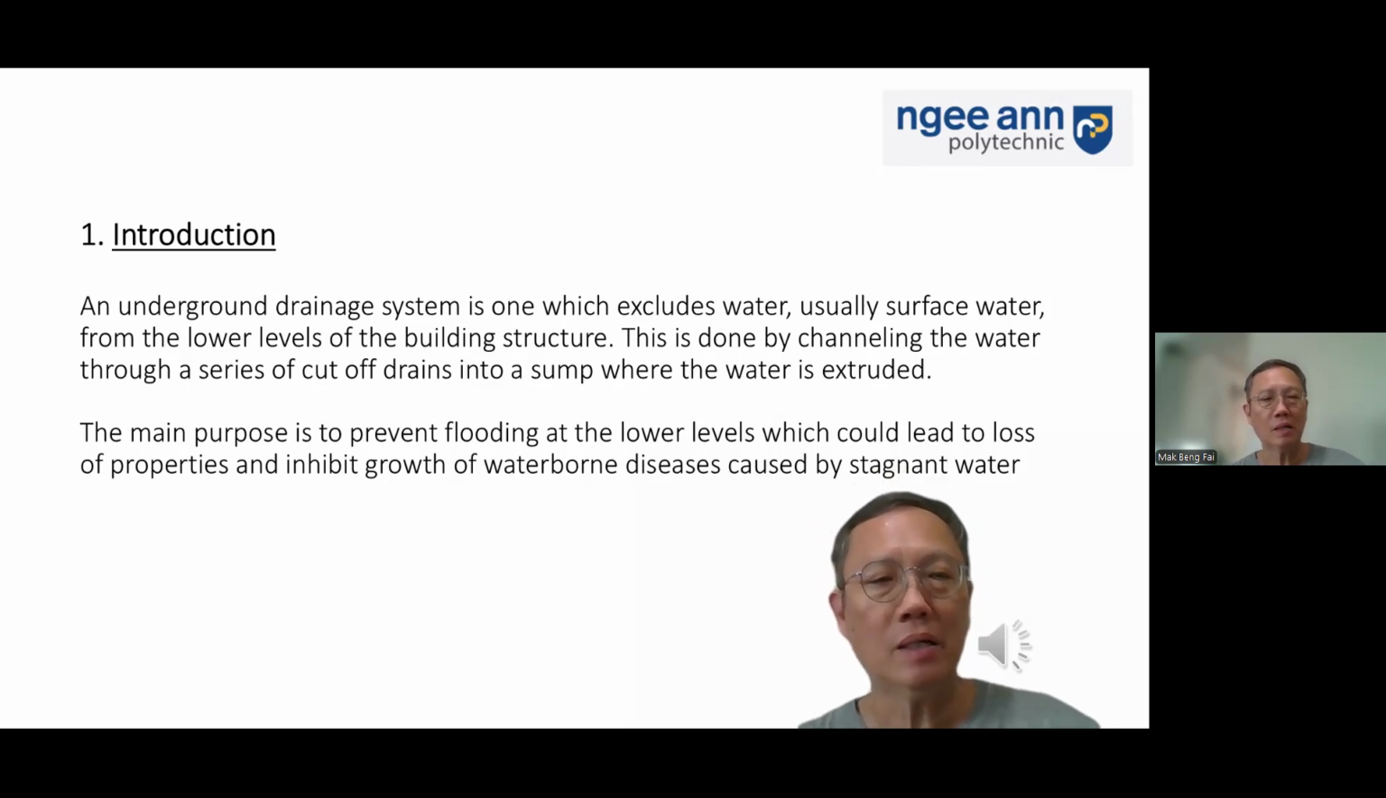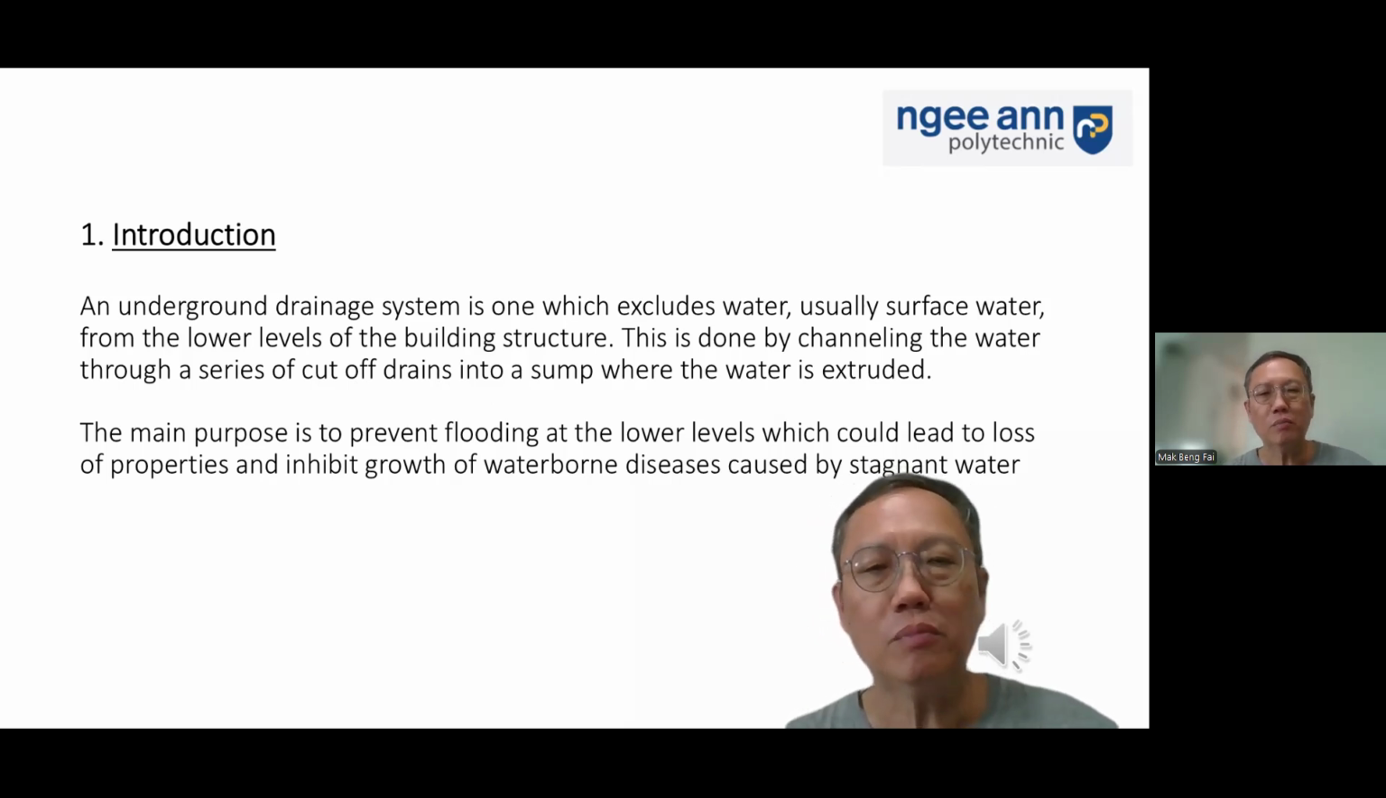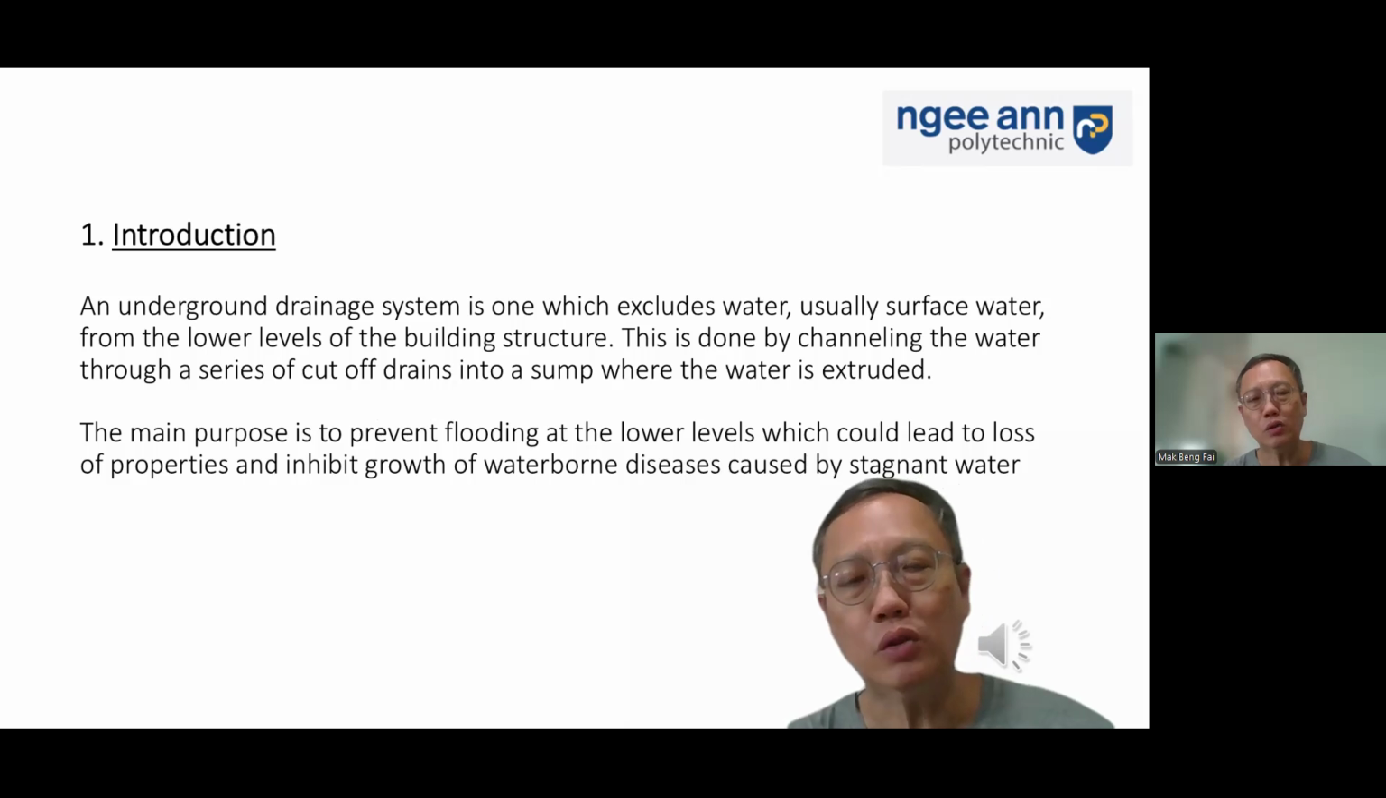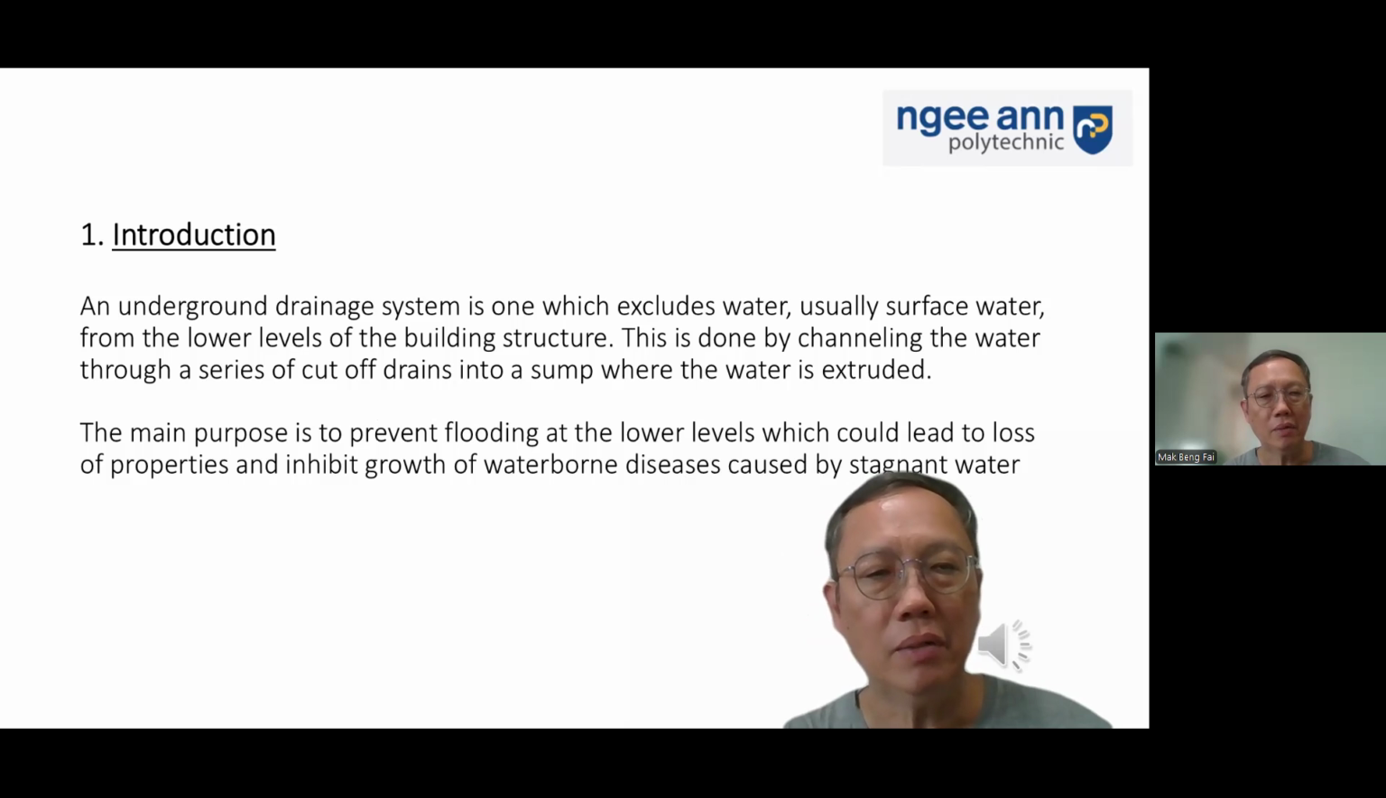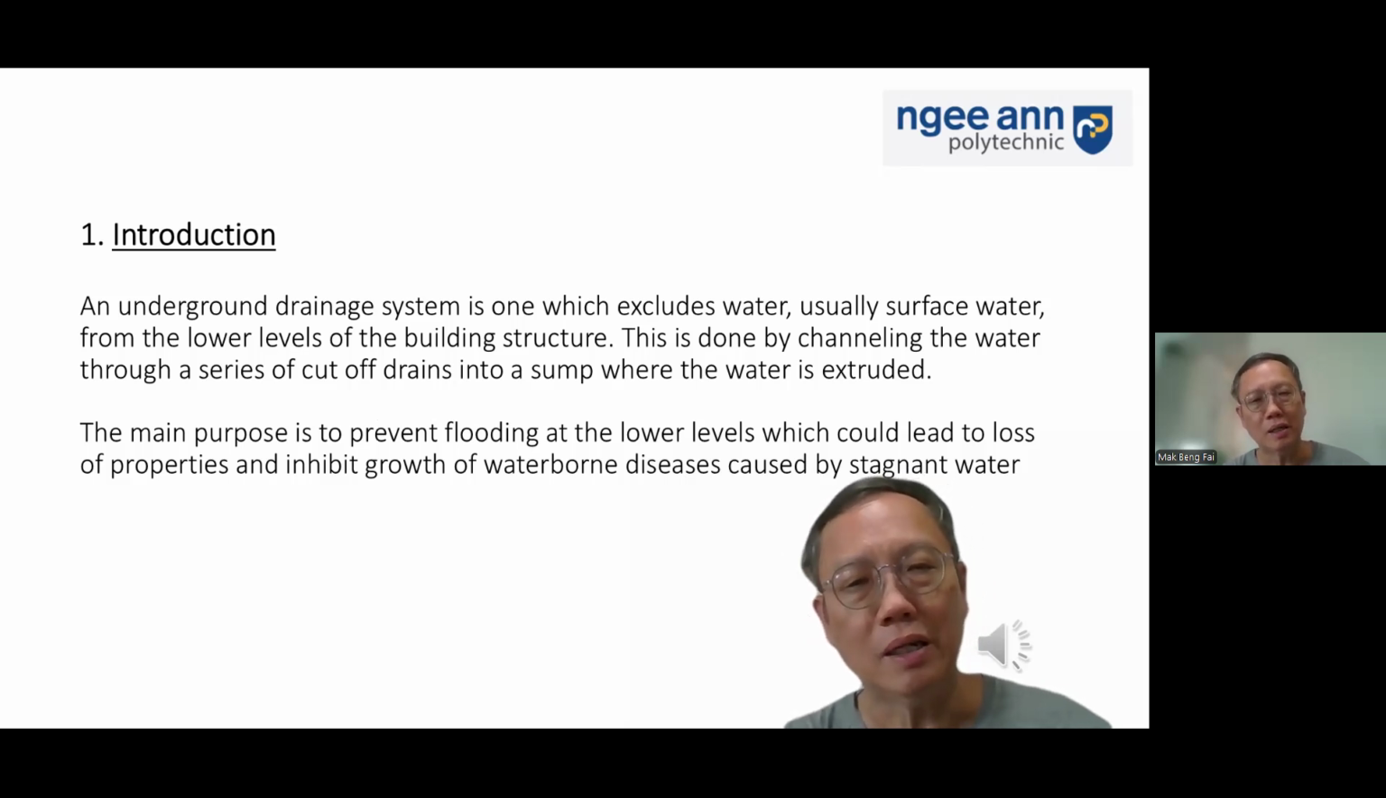excluded. Now, the purpose of this is to prevent flooding at the lower levels, which could lead to a loss of properties and inhibit the growth of waterborne diseases caused by stagnant water. If the water is stagnant and it cannot come out, then this would be the result.